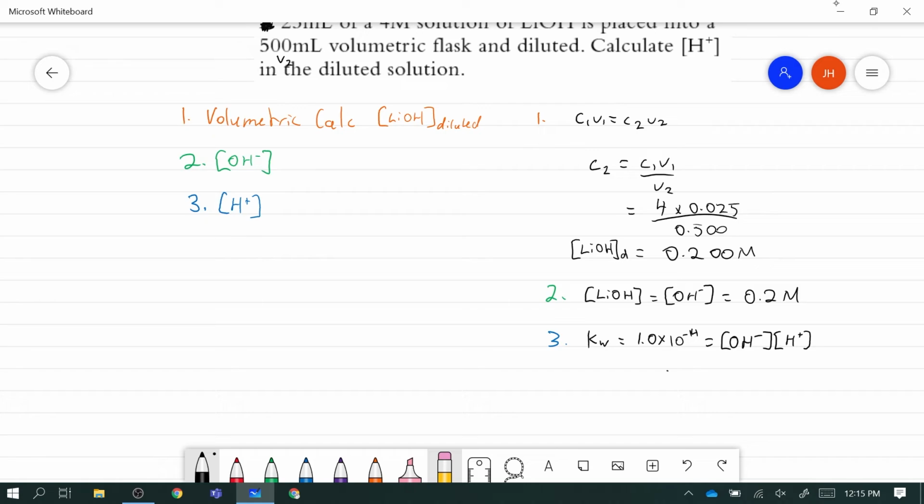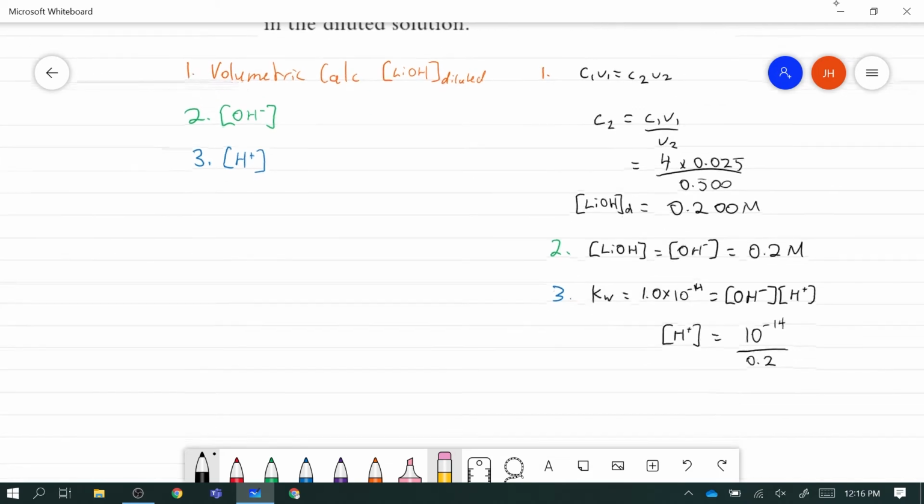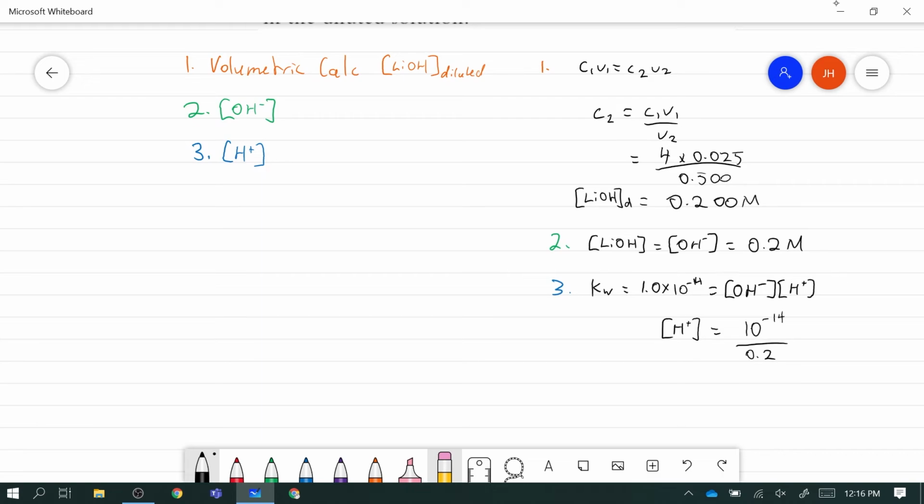Rearranging for hydrogen ion concentration, which is what we want to solve for, we find that that is equal to 10 to the power of neg 14 all over 0.2. And when we do that calculation, we find that that is equal to 5 times 10 to the neg 14 moles per litre. And that's our concentration for our hydrogen ions.